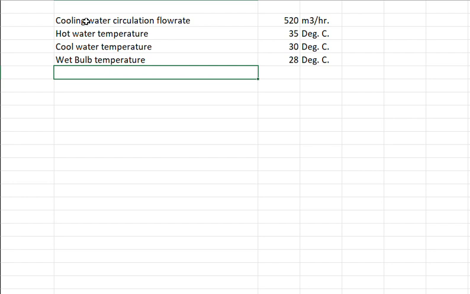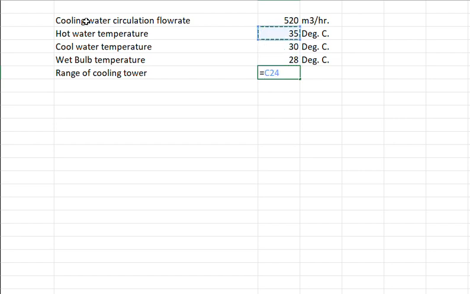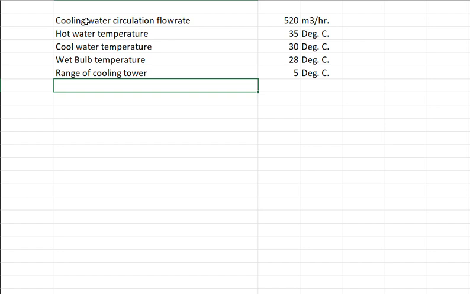First we will check the range. What is meant by the range of a cooling tower? This is a common question sometimes asked in interviews of freshers or process engineers with one, two, three, four plus years of experience. So you should know what is meant by the range of a cooling tower. Basically, range is the hot water temperature minus the cool water temperature, the actual temperature difference across the cooling tower.